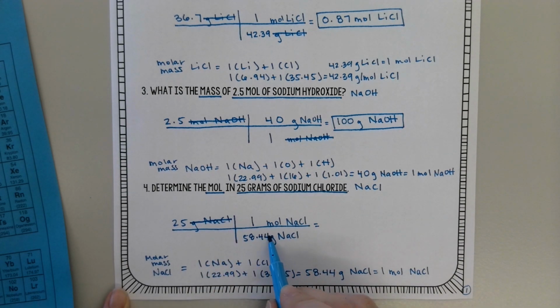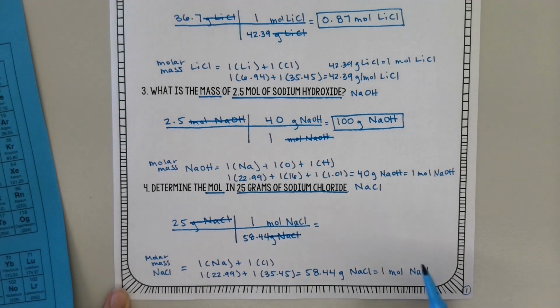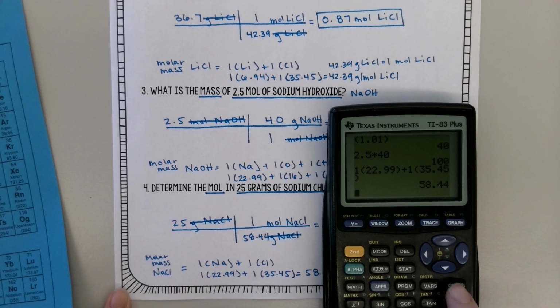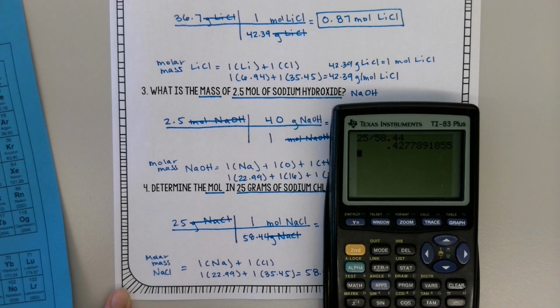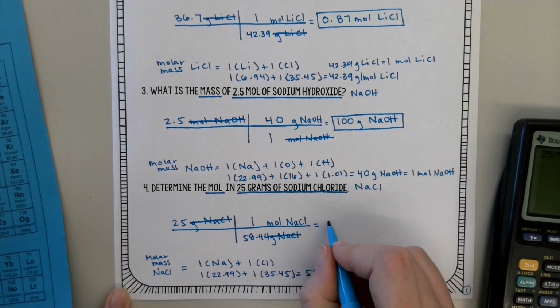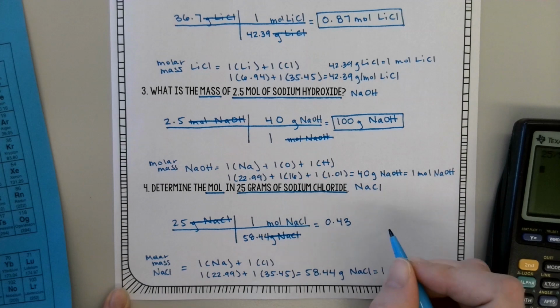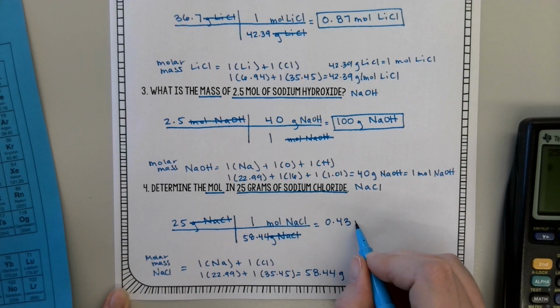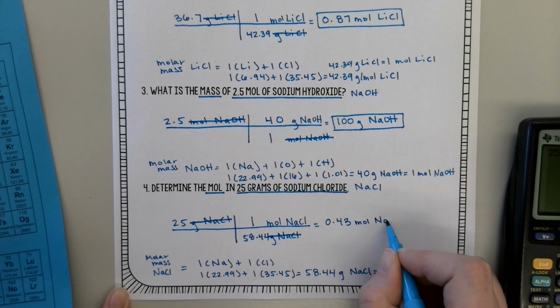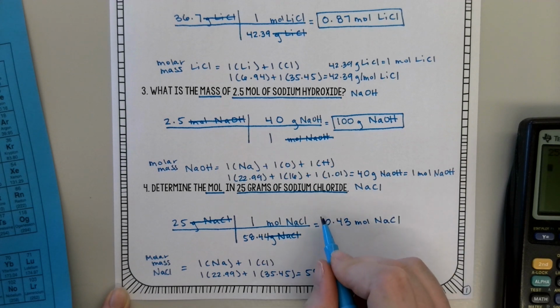Grams of sodium chloride on the top and the bottom are going to cancel out. Then we are going to multiply 25 times 1, and then we're going to divide it by 58.44. So 25 times 1 is just 25, divided by 58.44, and I'm getting 0.42, let's round that 2 up to a 3. So we're going to put 0.43, and we don't just write numbers, mole of sodium chloride.